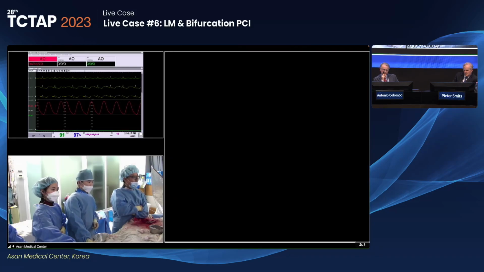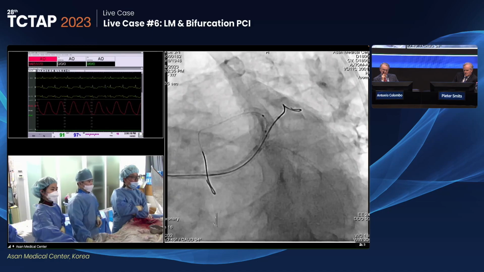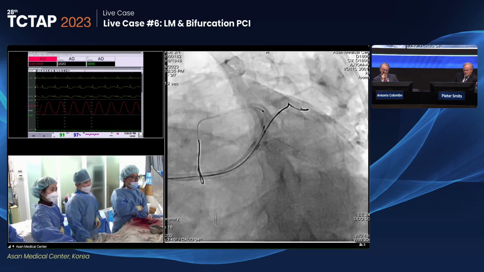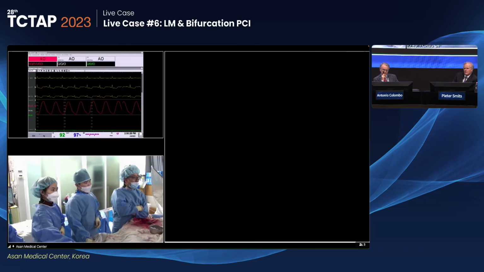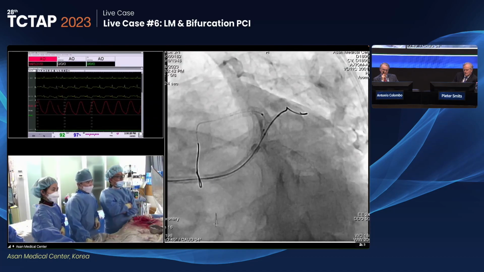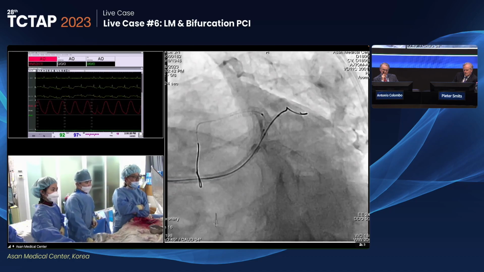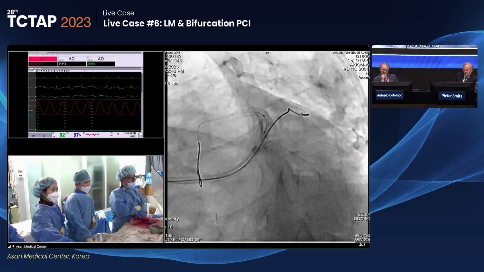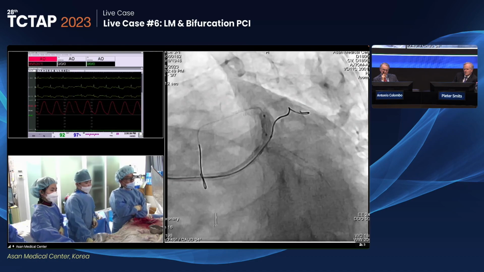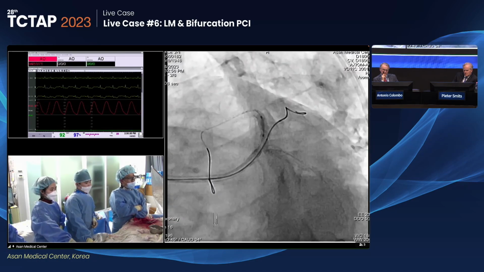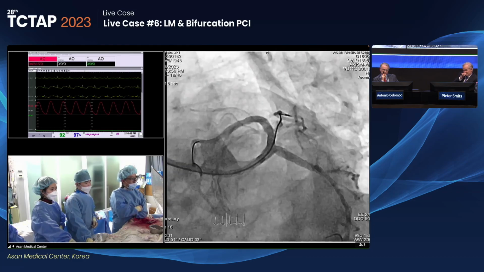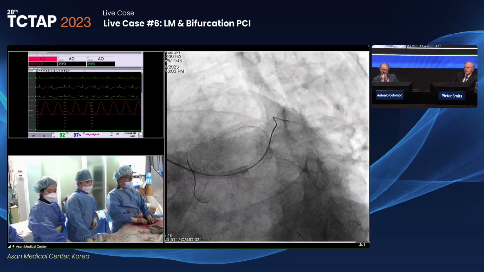Then we moved to the proximal part, with a 2.0 compliant balloon, and then we tried to do kissing in the first diagonal branch and LAD. Here is the NC balloon 3.5, and we did additional kissing balloon 2 times. This is the view. So at this moment, I'm going to check it up.